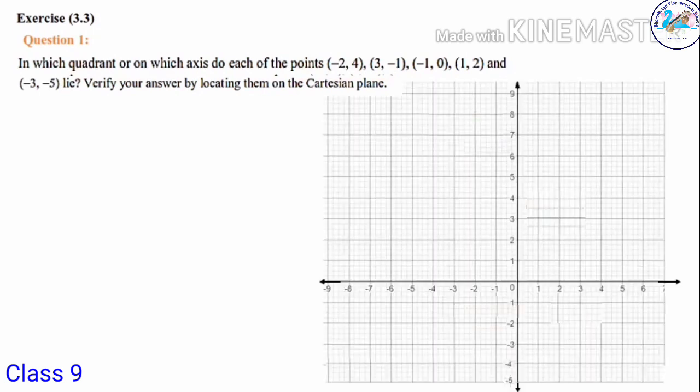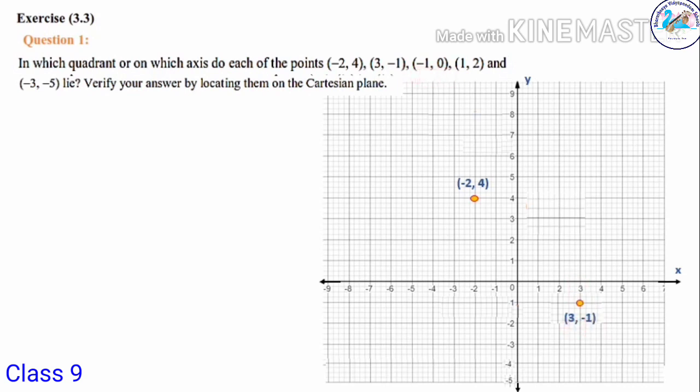So let's take a graph sheet and label the x and y axis, and first we will plot (-2, 4). X value -2, y value 4. On the x axis we have to come to -2 and move up to get y value 4. So this is the point (-2, 4). Second, (3, -1). X value 3, y value -1. On the x axis 3, to get -1 we have to come down. So this is the point (3, -1).